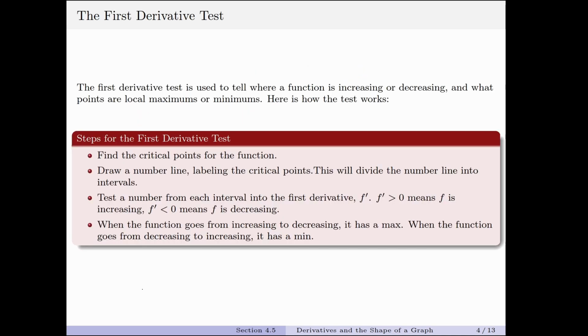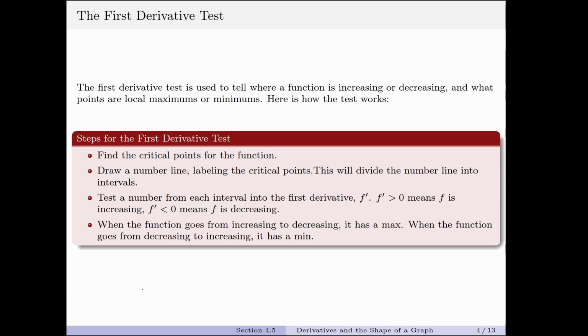Let's look at the first derivative test. First of all, it's important to know what this test does for us. The first derivative test is used to tell where a function is increasing or decreasing, and it also tells us where the local maximums and minimums are. So here are the steps to the test. We first find the critical points for the function. Then we draw a number line, labeling the critical points on that number line. This divides the number line up into intervals. Then we pick a number from each of the intervals, and we test that into the derivative f prime. When f prime is positive, that means f is increasing. When f prime is negative, that means that f is decreasing.